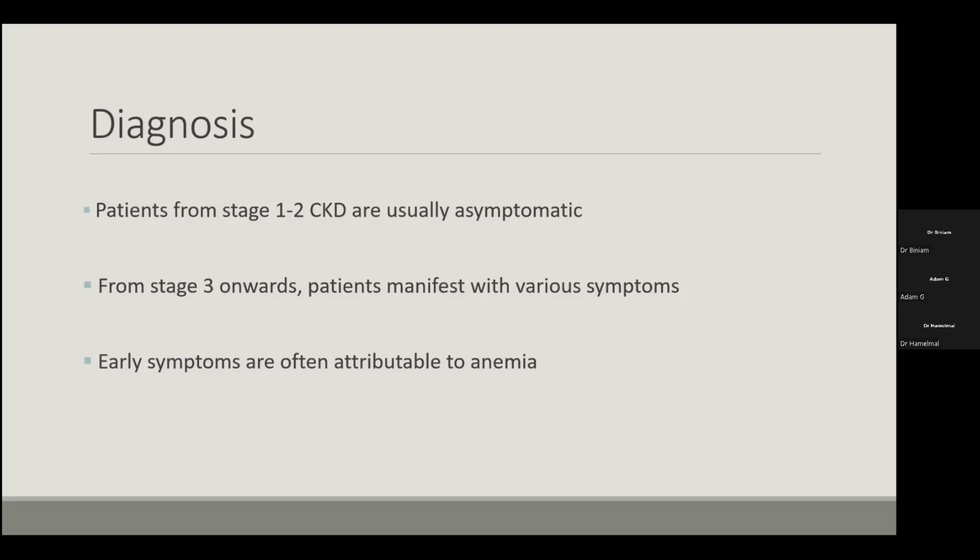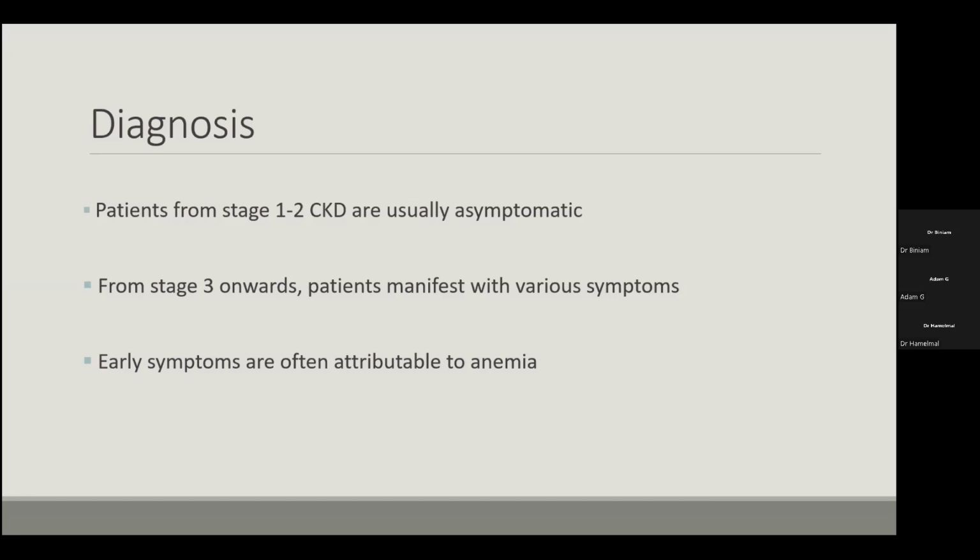Protein deficiency, iron deficiency, other substrate deficiency, chronic inflammation, all these things contribute to anemia. So early symptoms are often attributable to anemia. In patients from stage 3 onwards, they will have fatigue, poor appetite, and a general feeling of loss of well-being. Stages 1 and 2 usually don't have any symptoms, but screen. That's my message to everyone who's attending, especially diabetic patients and other patients at risk: they should have proteinuria measurement at least, and should be on anti-proteinuria therapy and other therapies as well.